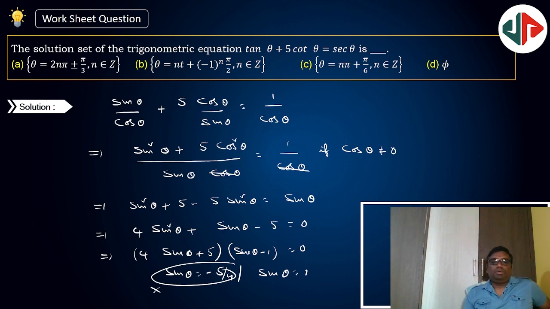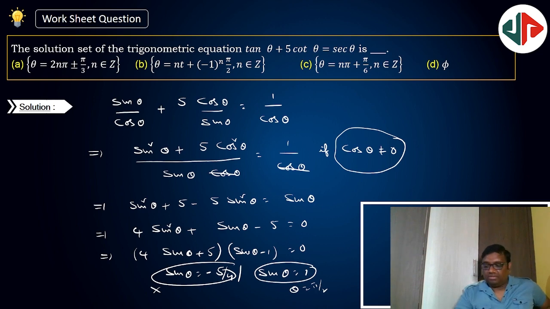Sin theta value, minimum value is minus 1, maximum value is 1. And sin theta is equal to 1 means, what happens? Theta is equal to pi by 2 only. But cos theta value can never be equal to 0. So for this equation, no value of theta will satisfy the given trigonometric equation. So that is why your option is D. Empty.